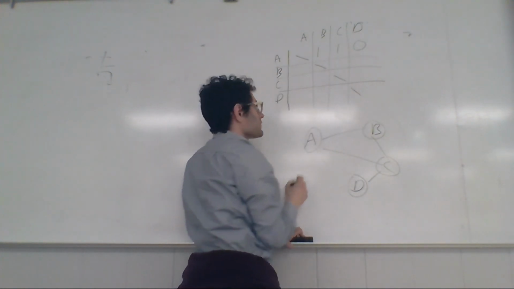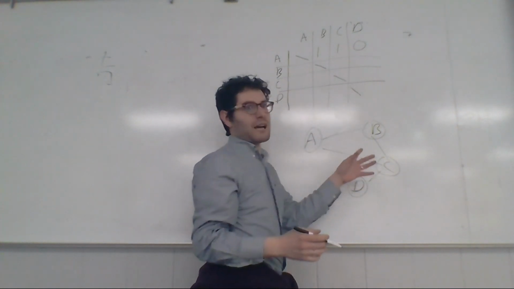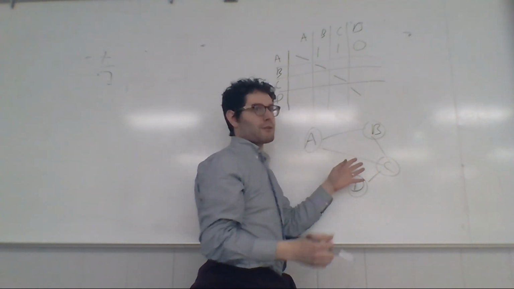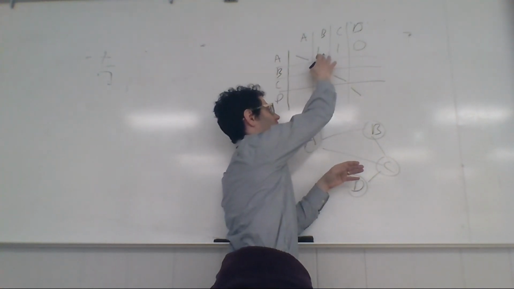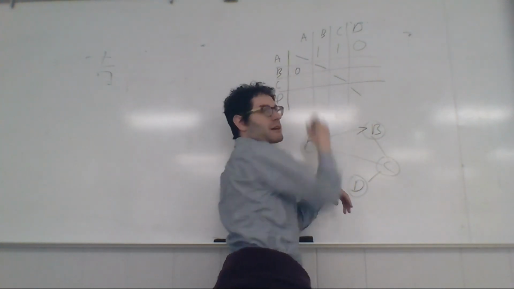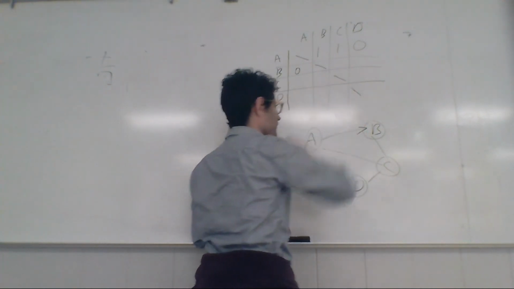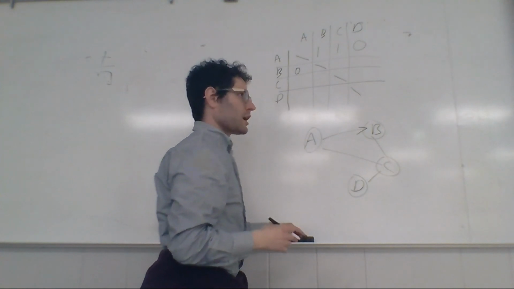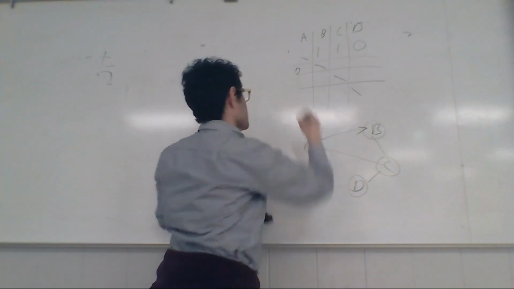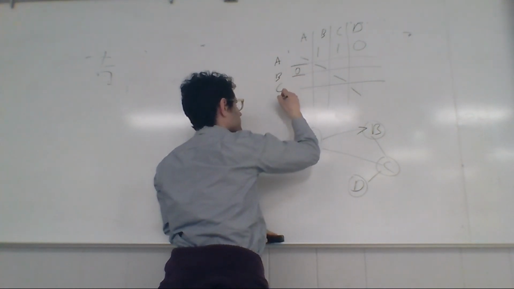You can see how this would work for a directed graph too. If I can get from A to B, I'd put a 1 here, but if I couldn't get from B to A, I would have a 0 here. And then we'd fill this out as normal. I'll review that when we get back.